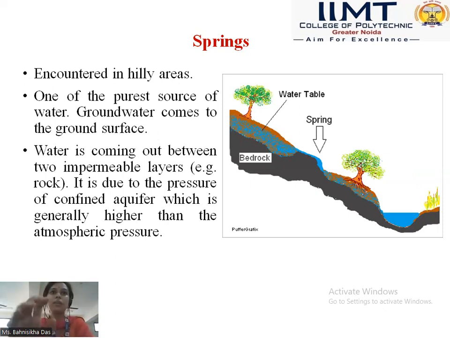So that is nothing but a spring. Such a structure or formation can be obtained only in hilly areas, and for that reason springs are available only in hilly areas, because only in hilly areas can we get such a formation where the two impermeable strata are connected back to the earth surface, finding their way to the earth surface.